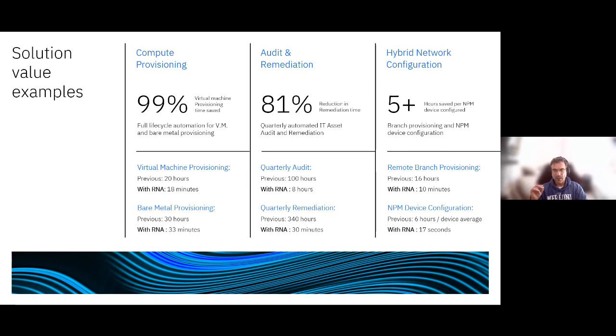So as you can see, with our solution, we can dramatically reduce the time it takes to perform these actions. Compute provisioning from 20 hours to 18 minutes, remediation from 100 hours to 8 hours, hybrid network configuration from 16 hours to 10 minutes. These are real numbers that our customers are taking advantage of because they have deployed automation in their network.